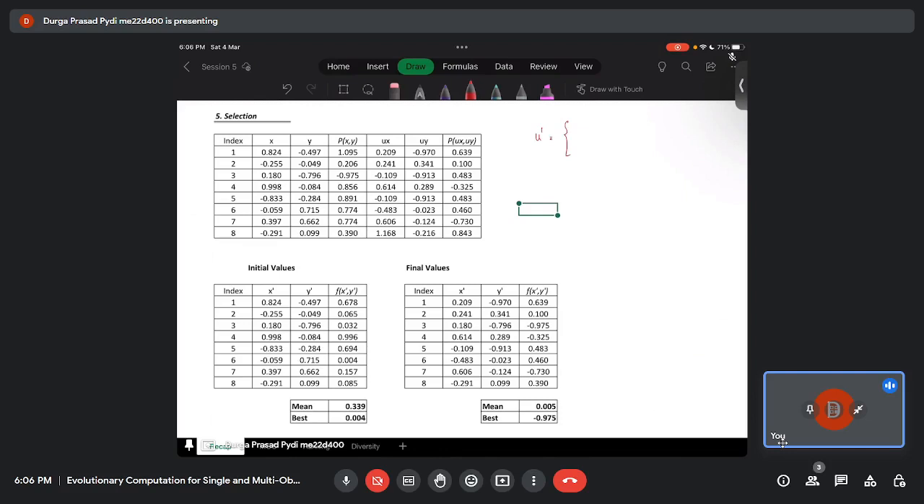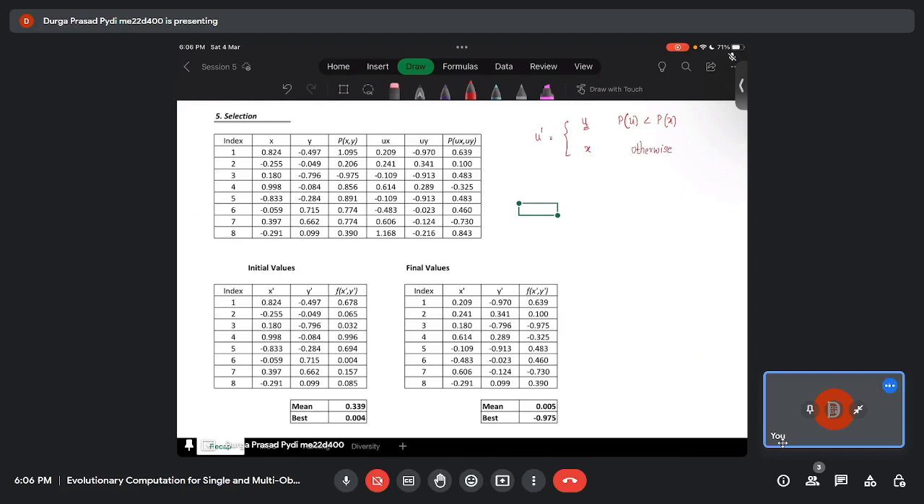U prime will be the one obtained after trail vector, like u is your trail vector if and only if the function value, or in our particular case the penalty value of a particular value of u, should be less than the penalty value of x. X is my original solution. Otherwise you just take the value of x.